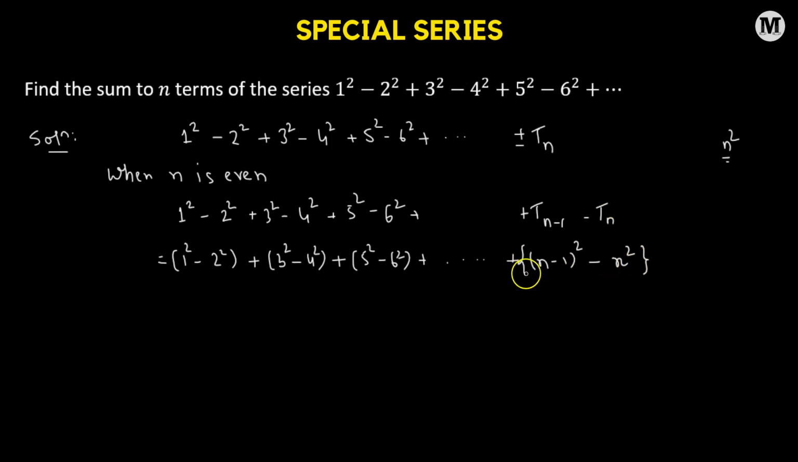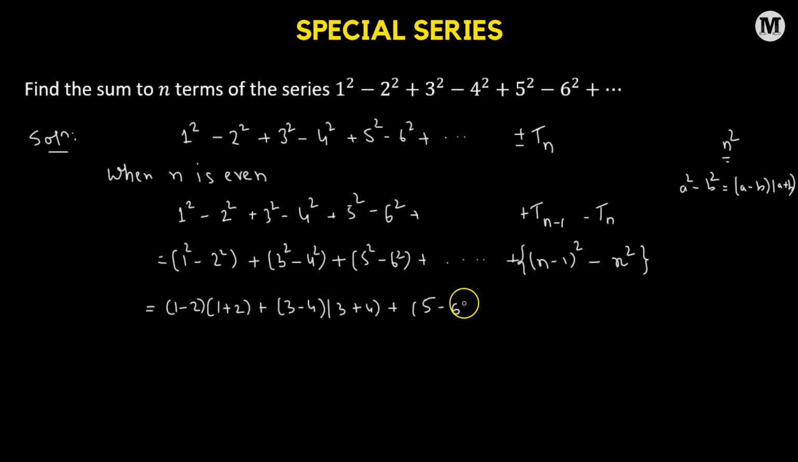So this is going to be one pair. Now we have a difference of 2 squares. Whenever we have a squared minus b squared, it can be factored to get a minus b times a plus b. Fine. So let's use this. We have 1 minus 2 multiplied by 1 plus 2 added to 3 squared minus 4 squared. So we have 3 minus 4 multiplied by 3 plus 4 added to 5 squared minus 6 squared. That's 5 minus 6 multiplied by 5 plus 6.